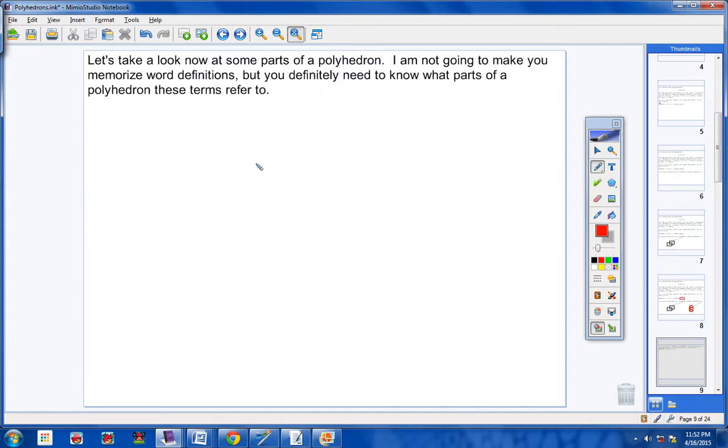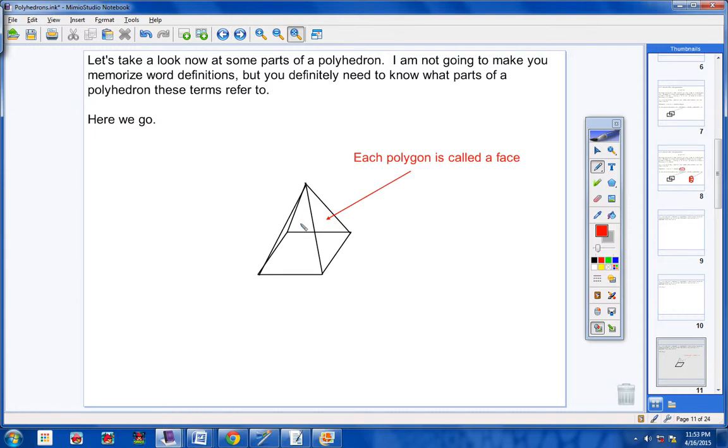Now, let's take a look at some parts of a polyhedron. I'm not going to make you memorize the word definitions, but you definitely need to know what parts of a polyhedron these terms refer to. So when I say, look at the vertex, look at the face, look at the edge, you will know what I'm talking about, okay? So to the best of your ability, go ahead and draw this pyramid in your notes to the best of your ability, okay? Now this is a polyhedron because you have a front side right here, it's a triangle. You have a left side right here, it's a triangle. You have a back side, it's a triangle. And you have a left side over here.